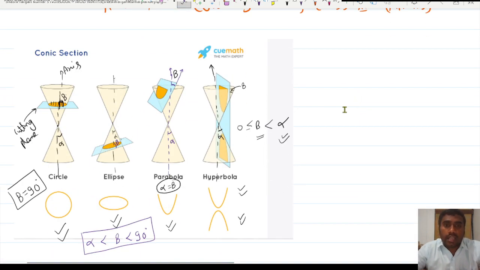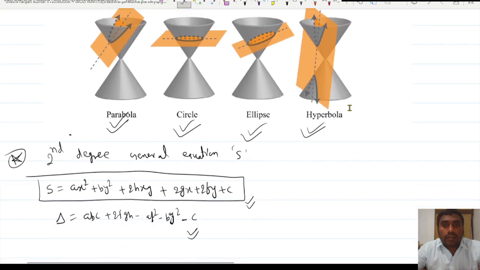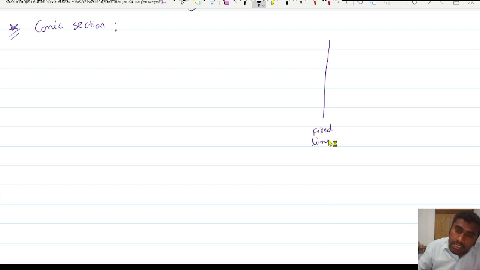Let us now start the calculation. So what is the conic section actually? In the conic section, we have a fixed line. This is your fixed line. This fixed line is what? Directrix. Directrix of the conic.